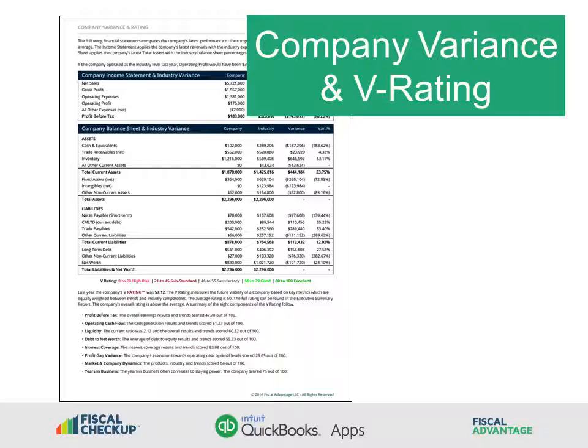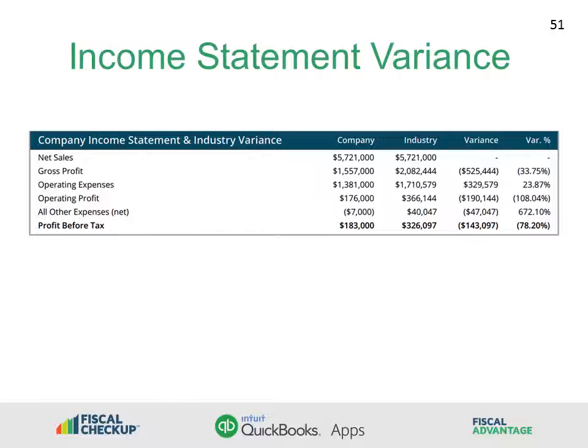Page 10 presents a variance analysis on the financial statements, and it summarizes the V or viability rating. The analysis starts with the income statement. The software creates a hypothetical company of the same sales level, so we can see what expenses should be for a company of this size. For example, based on the industry averages, this company had $329,000 less expenses than would have been expected for a company of this size, a positive variance of almost 24%.